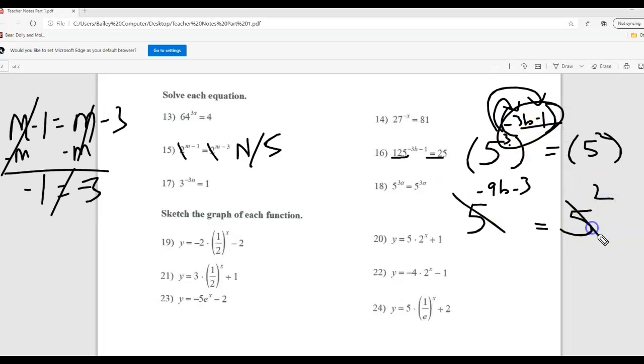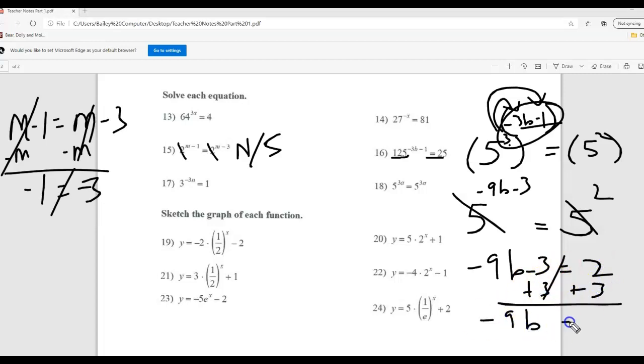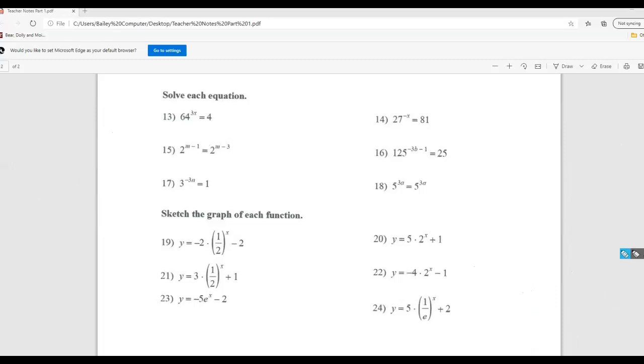After that, drop your bases off, and you have a nice simple linear equation to solve. Add 3 on both sides. And divide. And we end up with 5 over negative 9. As for number 17, this one's really weird.